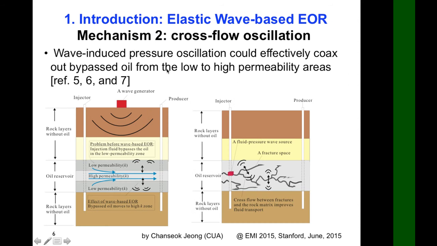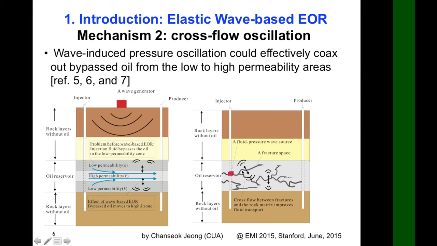And as a second mechanism, if we shake the oil reservoir, this shaking induces cross-flow oscillation between low and high permeability areas. This cross-flow oscillation, or fluid pressure oscillation, extracts remaining oil from the low permeability area to the high permeability area.